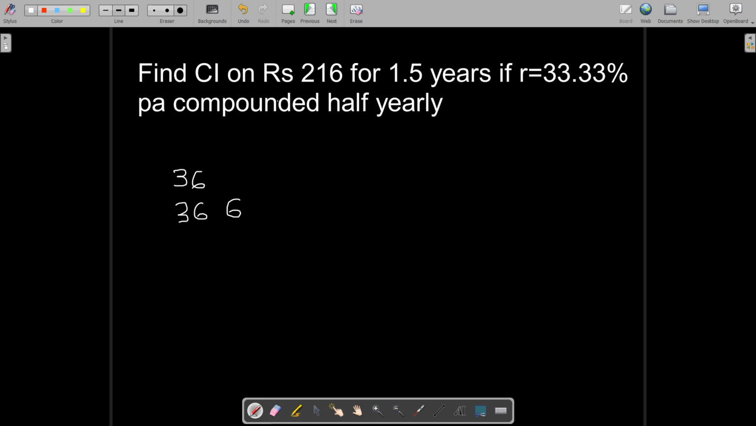Now for the third period, you will get an interest of rupees 36 on the principal, and here if you get a 6 here, you will have a 12 here if there is no change in rate of interest as time goes on. And you will have rupees 1 as interest on interest on interest, giving you a total of rupees 127 as interest. Hope you guys caught that one. Moving on to the next topic.